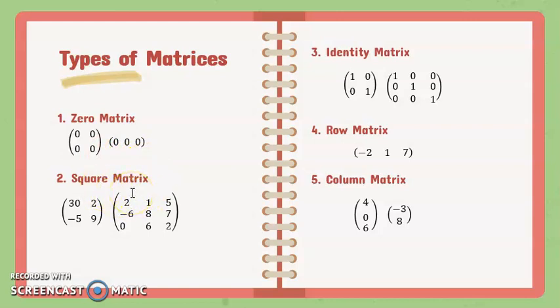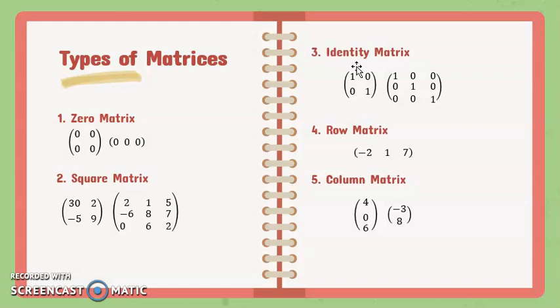So a square matrix is when the matrix has the same number of columns and rows. For example, this one, the order is 2 by 2, which is 2 rows and 2 columns, which is the same. So since they are the same, we call it a square matrix. Same goes for 3 by 3, like this one. Alright, so identity matrix. What is an identity matrix?